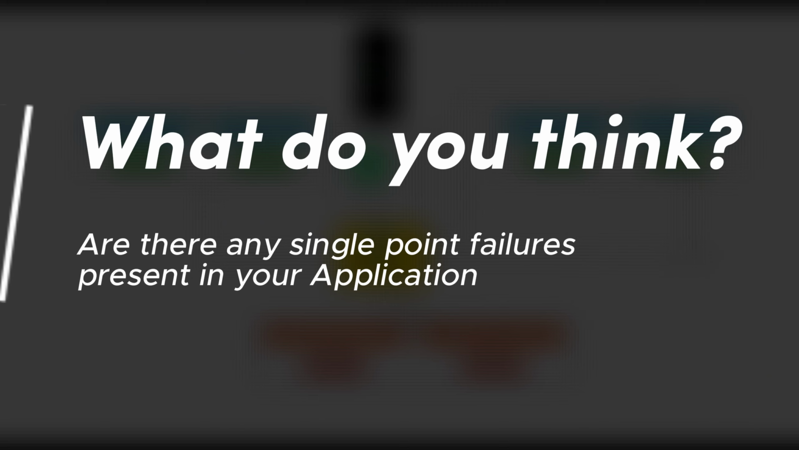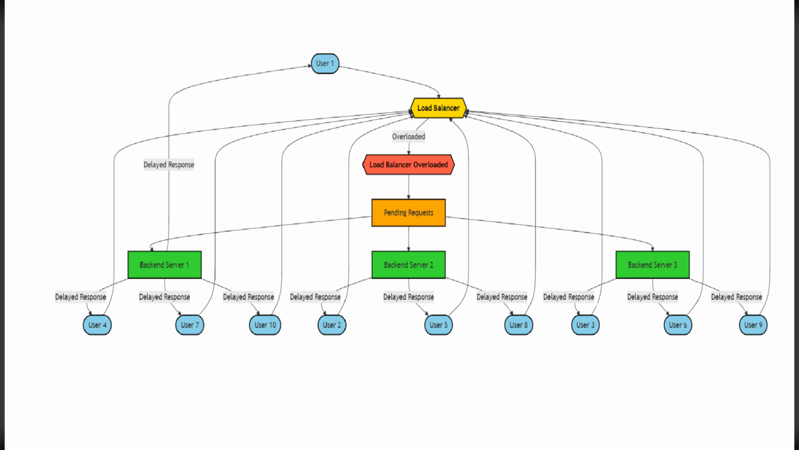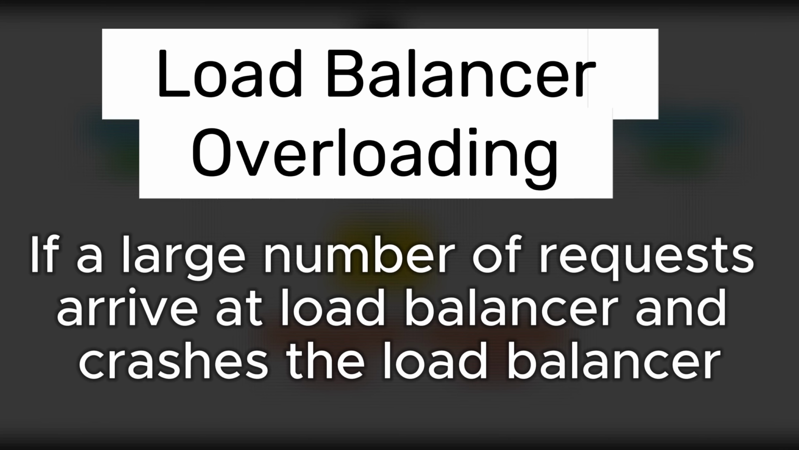The other issue we highlighted in the previous video was, what if a large number of requests arrive at the load balancer and crash the load balancer itself? This is commonly known as load balancer bottleneck or overloading of the load balancer. So how can we make sure our system still keeps up in case of unprecedented load? Let us discuss some strategies to mitigate this issue.